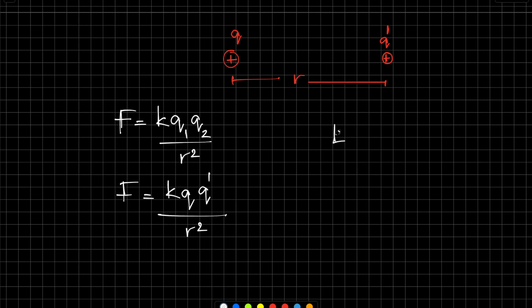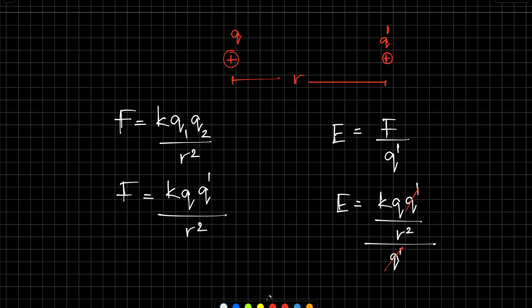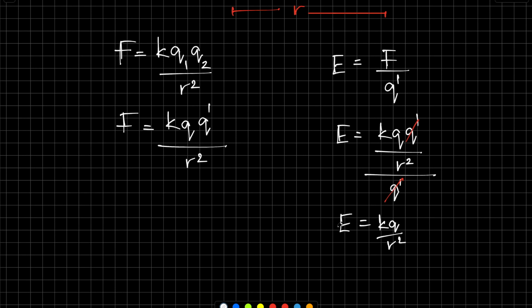Now to find the electric field, our equation is F over Q dash. So E equals force, which is K Q Q dash over R square, divided by Q dash. We can cancel out Q dash. So E equals KQ over R square. That's the equation for electric field using the main point charge.